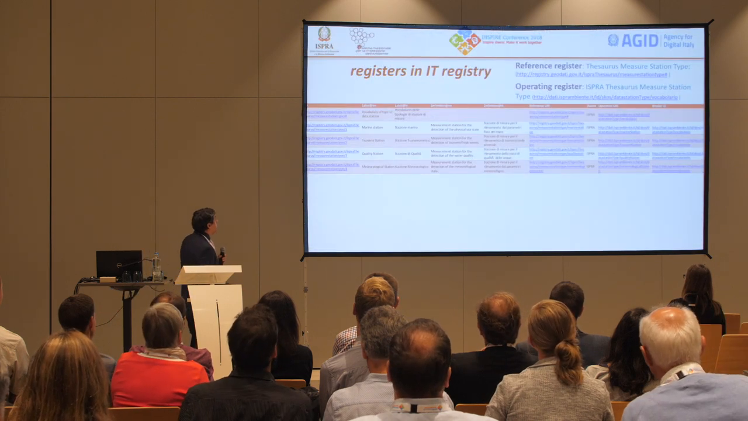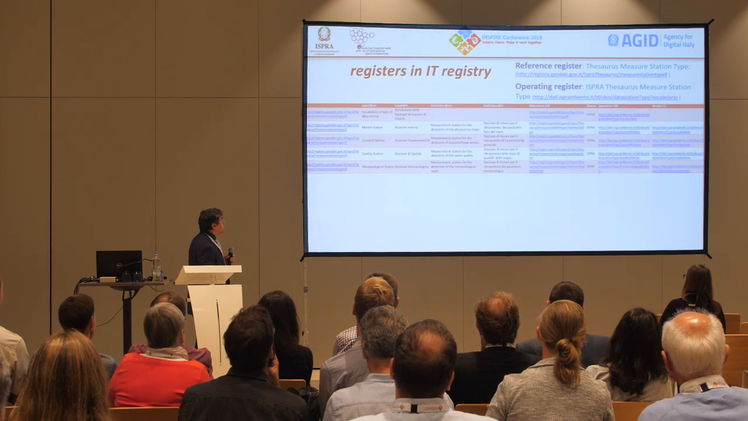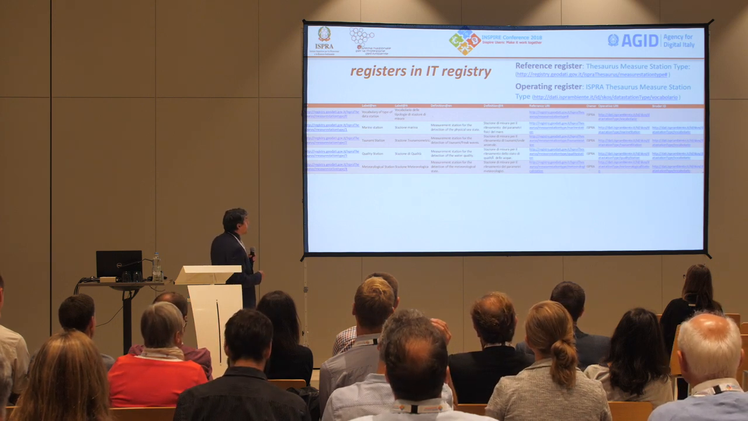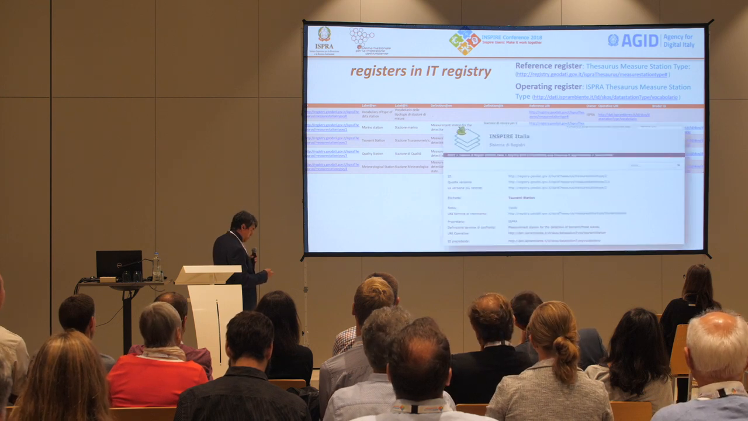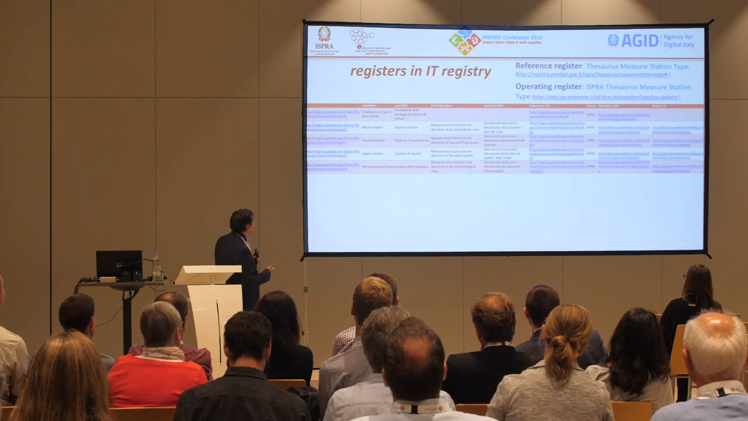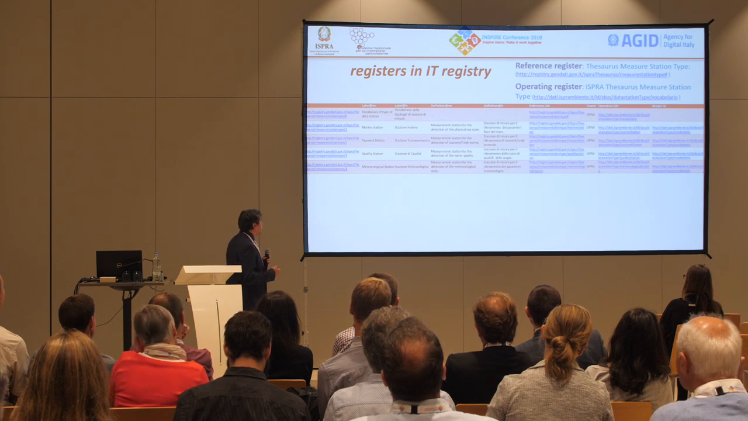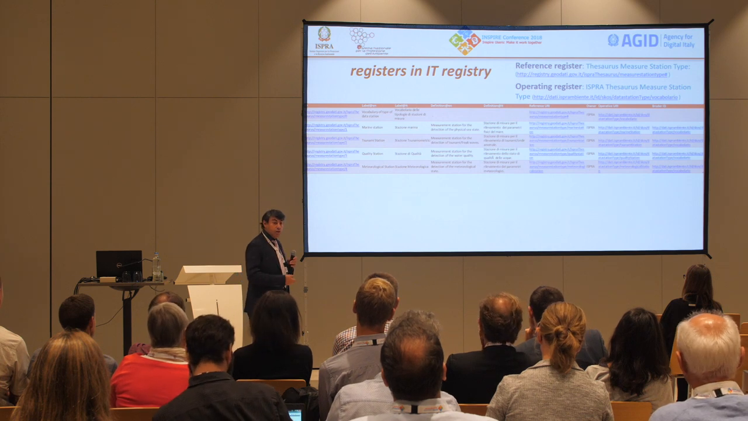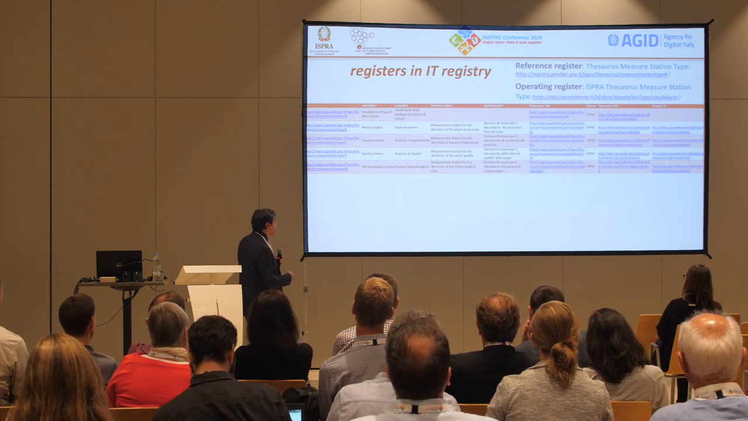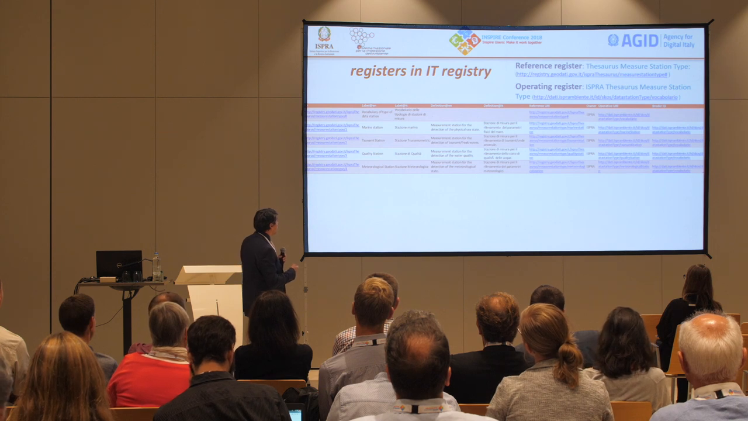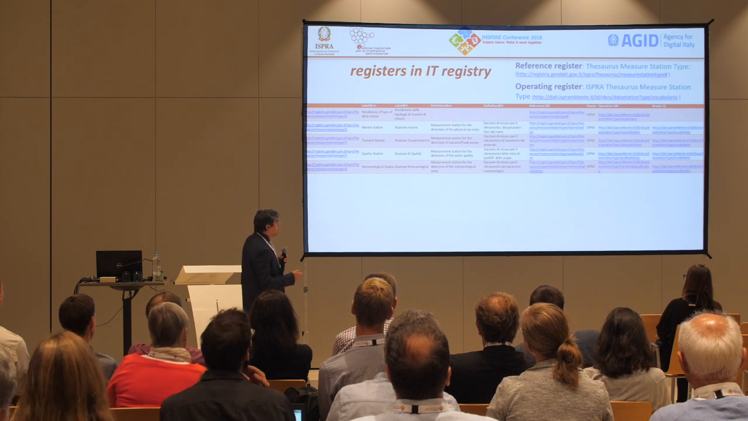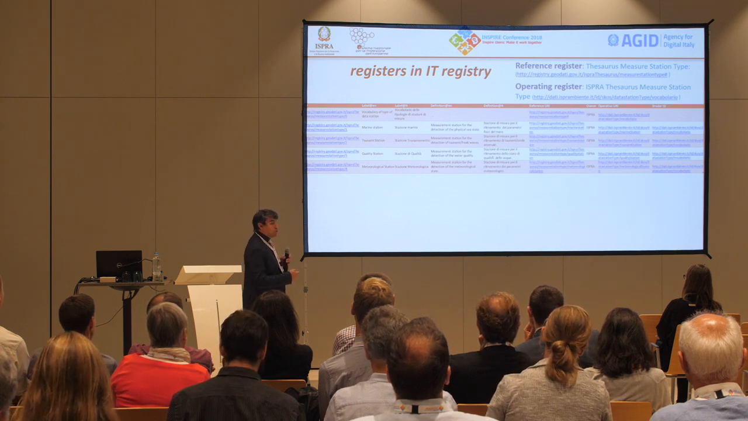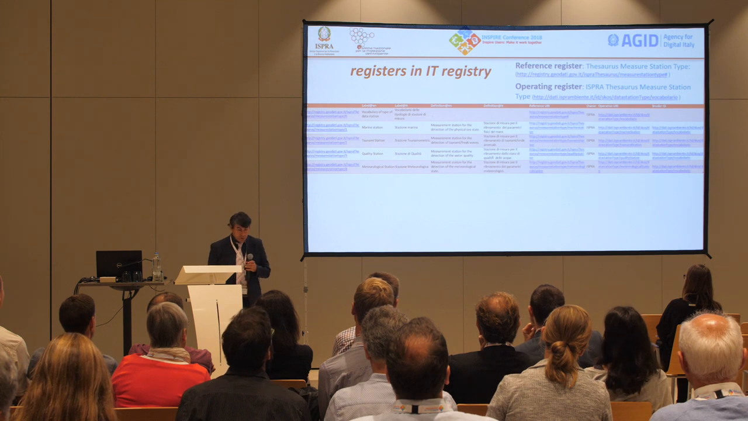Looking at an example, we have the register that we want to register in a registry. We prepare a certain schema, this is an example of our vocabulary, for example, that we're using for monitoring station, so the type of monitoring station. We are also implementing the mapping between our operational URI and the registry URI, to be sure that we have an interlink between them.